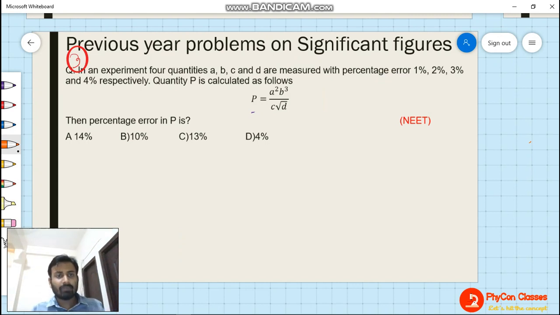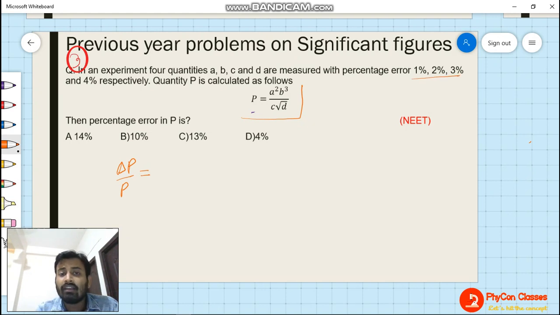Okay. Now in an experiment, 4 quantities A, B, C and D are measured with percentage error 1%, 2%, 3% and 4% respectively for A, B, C and D. The quantity P is calculated as per the given formula. Now if I want to calculate the error propagated in P, then the equation should be like delta P by P will be equal to, now all other data given here A, B, C, D all are measured data and all are having some kind of error.